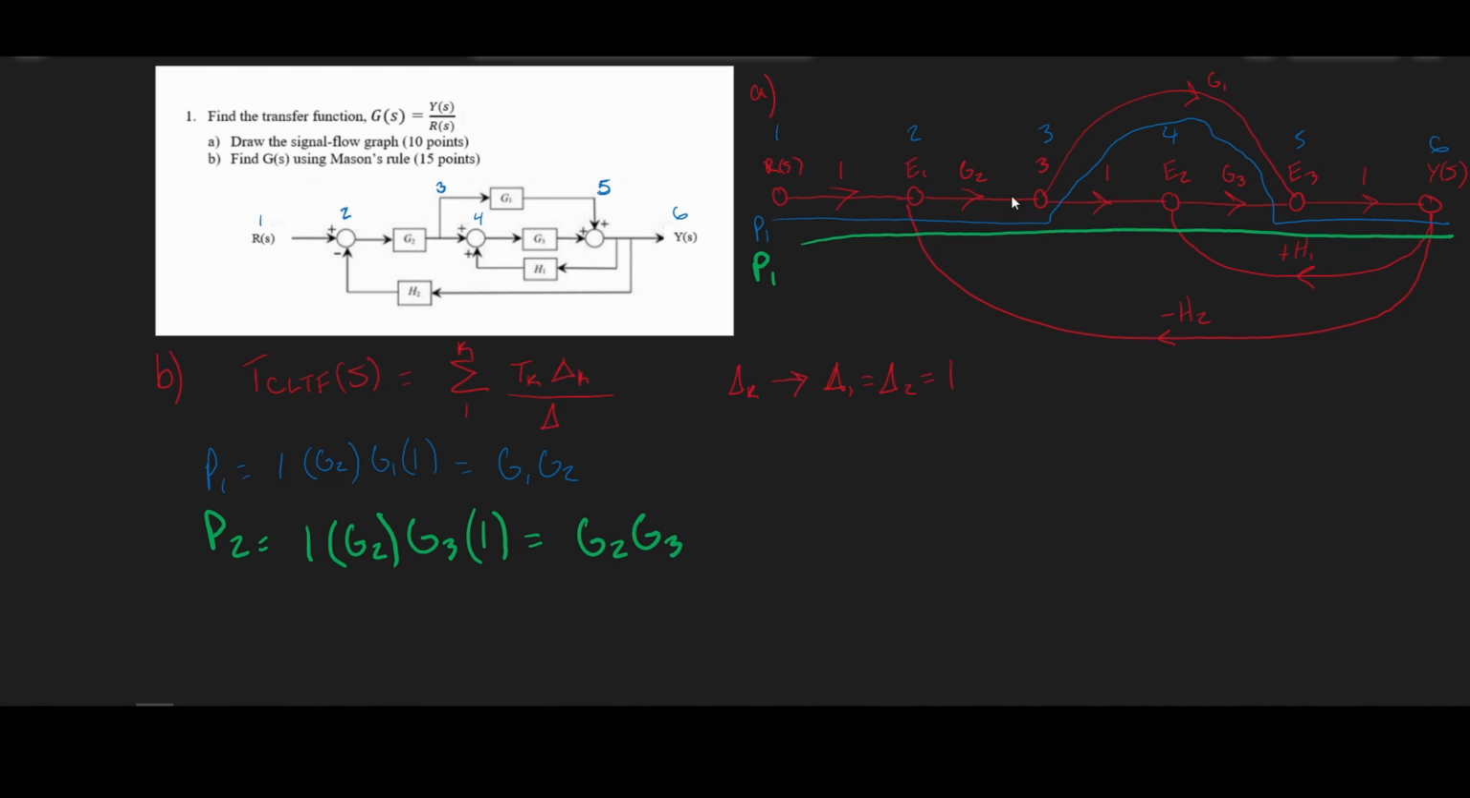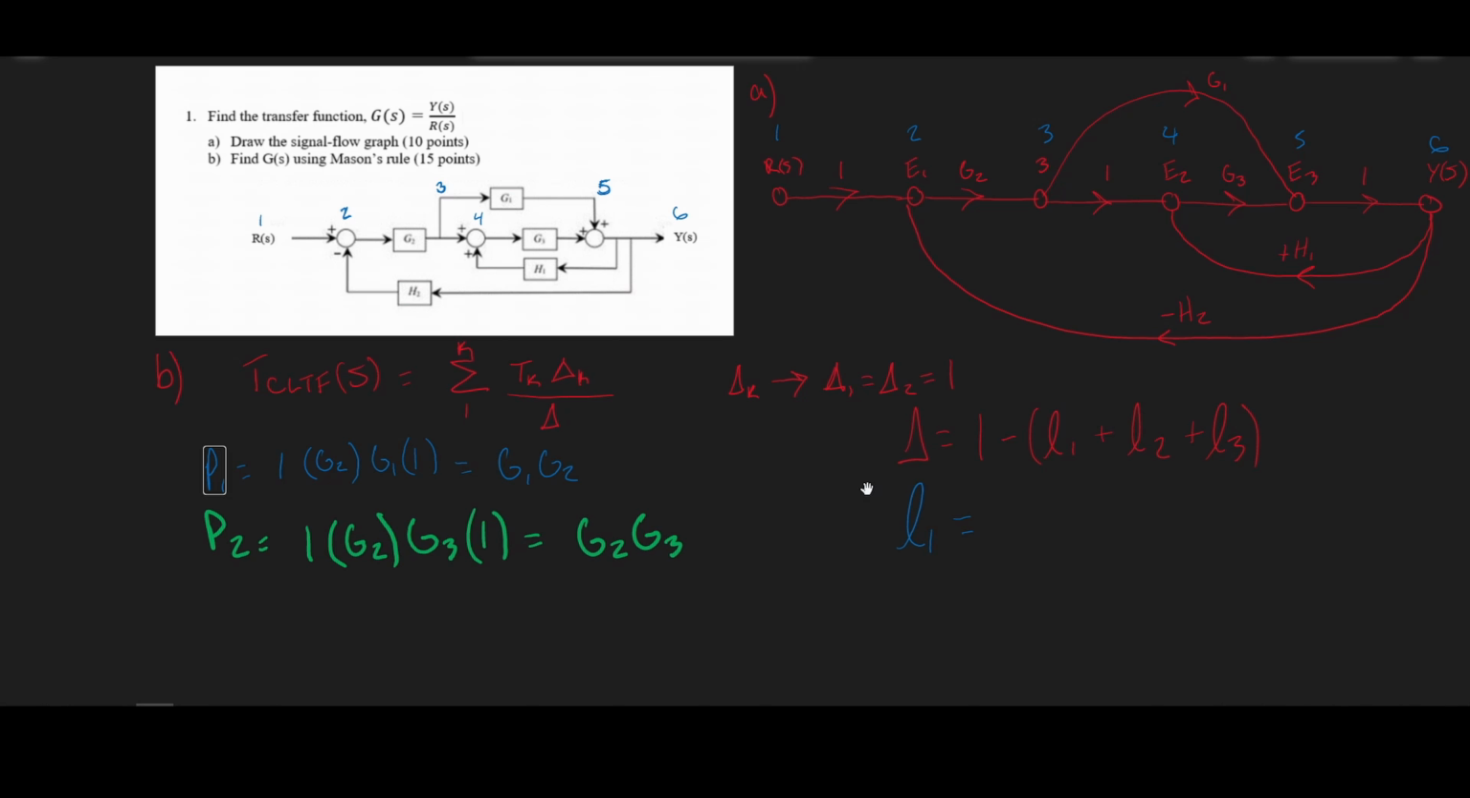Next up, we just gotta find the delta. And delta here is just going to be 1 minus the loop gains. We have 3 loops here. Okay, loop 1, we'll use this as the smallest loop right here.